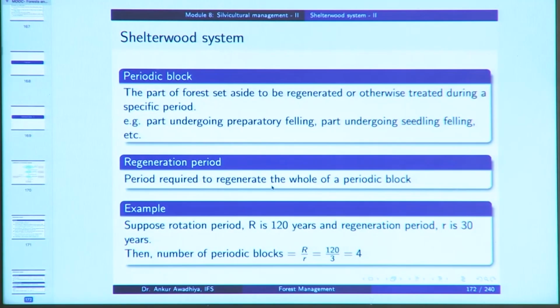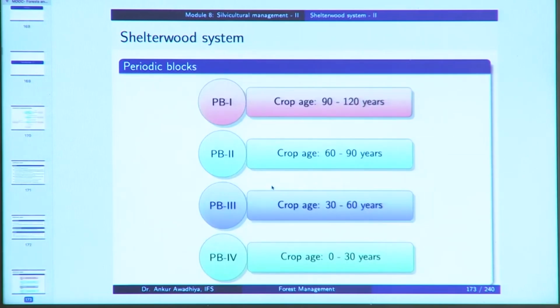We looked at periodic block, which is the part of a forest set aside to be regenerated or otherwise treated during a specific period. Regeneration period is period required to regenerate the whole of a periodic block, and the number of periodic blocks is given by rotation age divided by the regeneration period. Now, in the case of shelter wood system, we typically have 4 periodic blocks. The PB1 is the one where you are going to do your felling operations, followed by PB2, 3, 4 and so on.